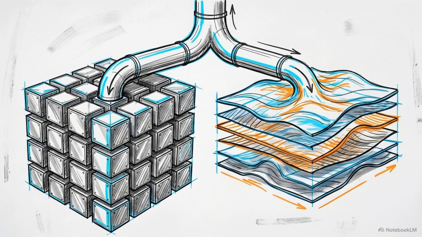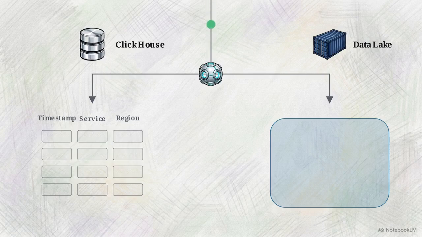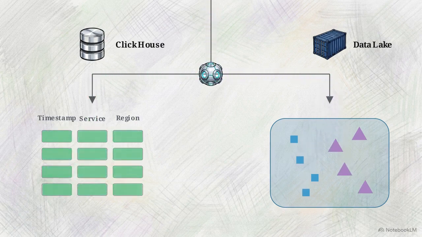Building a single query interface actually requires splitting the underlying storage. Watch the unified stream bifurcate. Structured time series metrics route into ClickHouse, a columnar database, while semi-structured logs and traces route to a data lake. Inside the columnar database, an explicit order by schema using timestamp, service, and region creates a highly efficient sparse index.